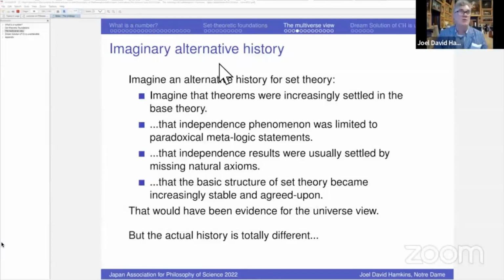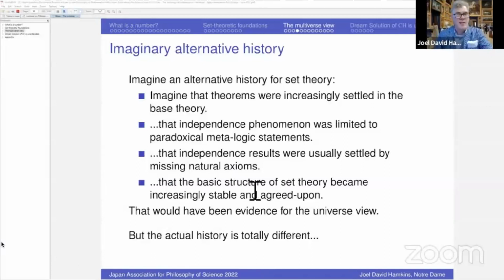So suppose that set theory had proceeded like this. Suppose that theorems were increasingly settled in the base theory, okay? And that, okay, there was an independence phenomenon, but it was limited to paradoxical kind of statements like the Gödel sentence, the self-referential statements. Imagine that independence was just for those kind of strange paradoxical sentences, but that the independence results were settled usually by missing natural axioms. So one can imagine adding an axiom which everyone would immediately agree with as expressing a fundamental truth, and then that axiom settles the independent question, proving it one way or the other.